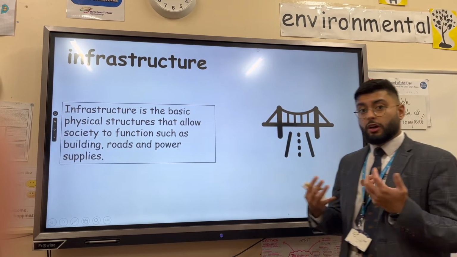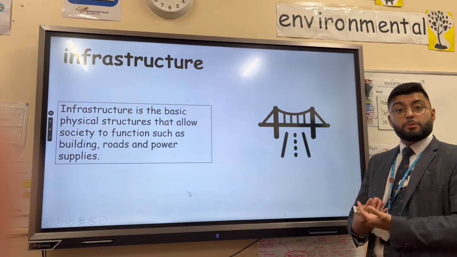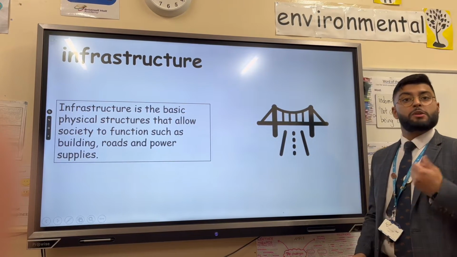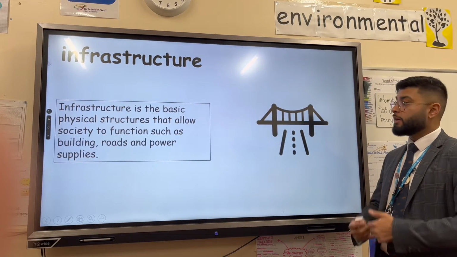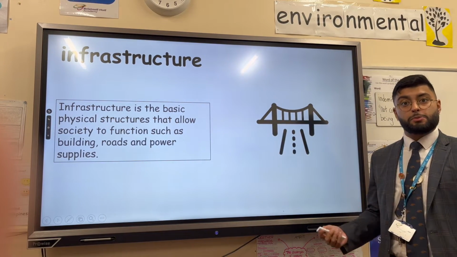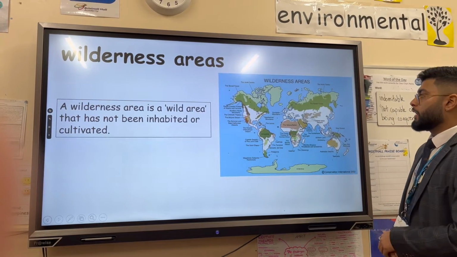Infrastructure, so infra kind of means within or underneath, and the structure, so it's the underpinning structure, all the things we need to live our lives. So roads, bridges, electricity, water pipes, gas pipes. And it's a particular struggle in Svalbard because the permafrost is frozen, so we can't build pipes, for example, into the ground like we would here.